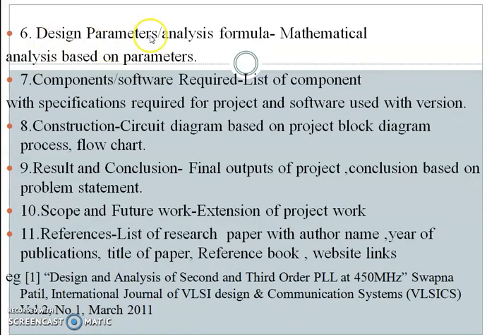Next is design parameter or analysis formula. Here you can include all the mathematical analysis which you have used in the project work, that is, the different formulas for the different parameters that you can list down under the design parameter or the analysis. Seventh is the component or the software requirement, where you have to list down the components with their specification required, which is very important for your project, and the software used with its version.